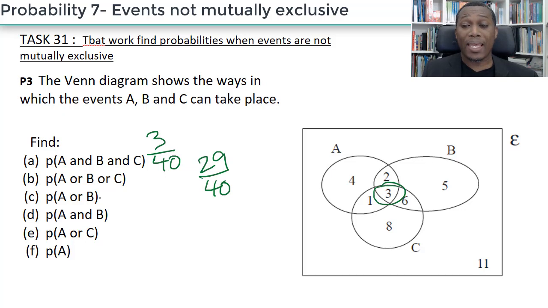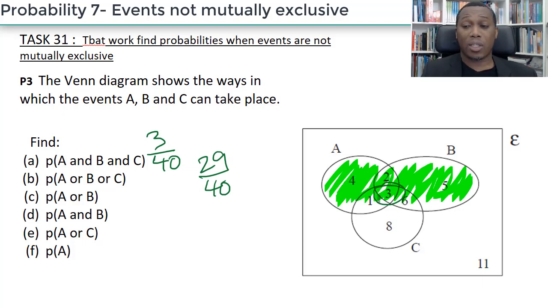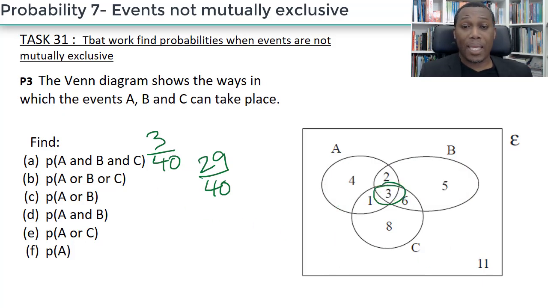A or B, what are we thinking about there? It's the combination of these 2 circles. That's what A or B represents, the combination of those 2 circles. So everything I'm keeping except 8 and 11. 8 and 11 is 19. What's left from 40? 21. So for B, we're going to have 21 on 40.